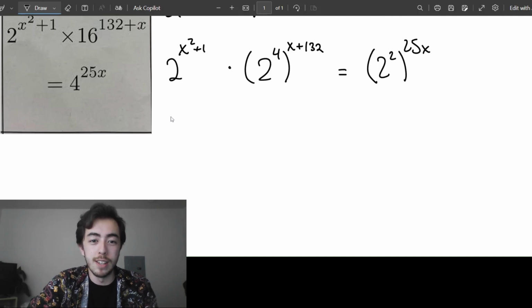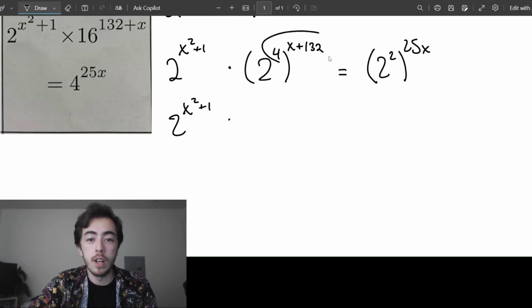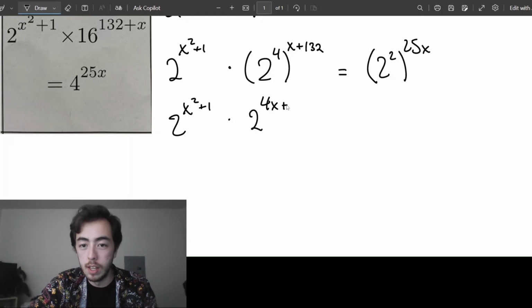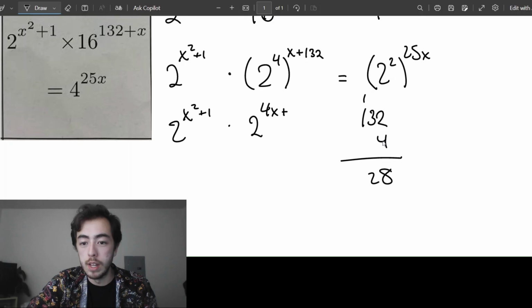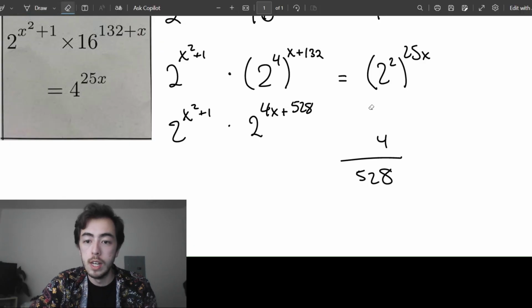So once again, this x squared plus 1 I'm not going to touch for now, but the 4 and the x plus 132 I will combine. So that's going to be 2 to the power of 4x plus, and then whatever 132 times 4 is, so that's an 8, that's a 12, and that's a 4 plus a 1 is a 5, so 528. And this is still equal to the right-hand side.